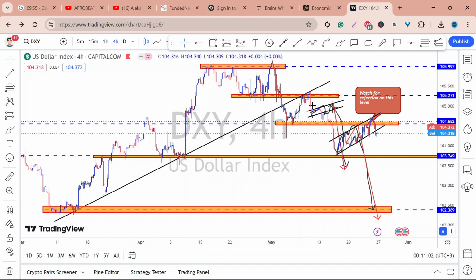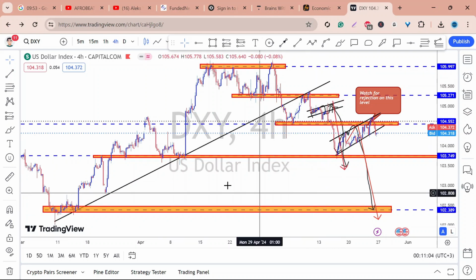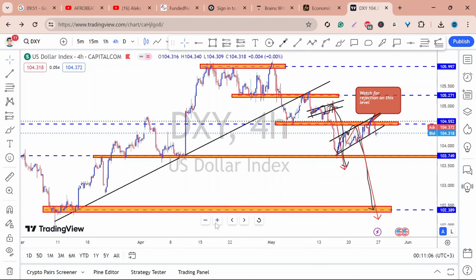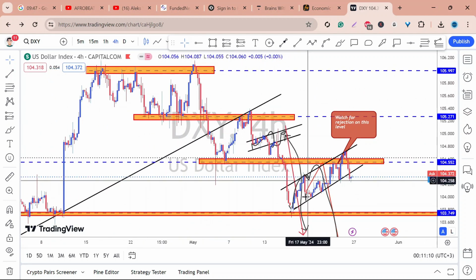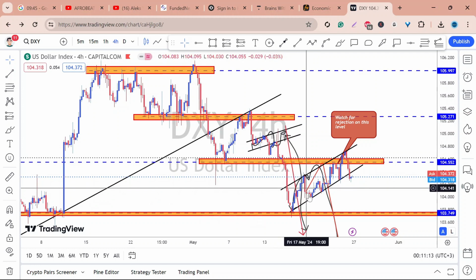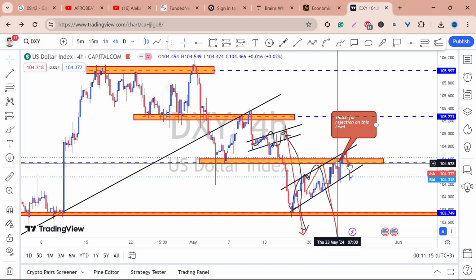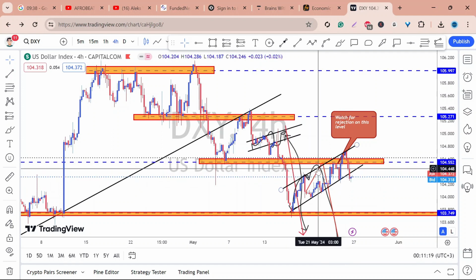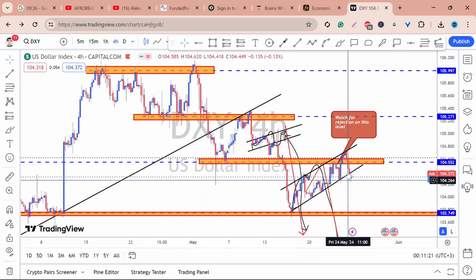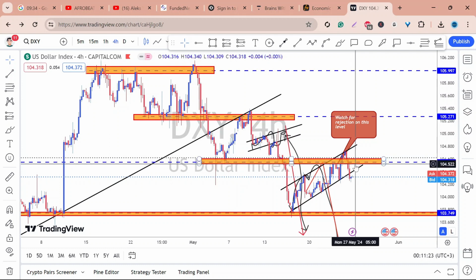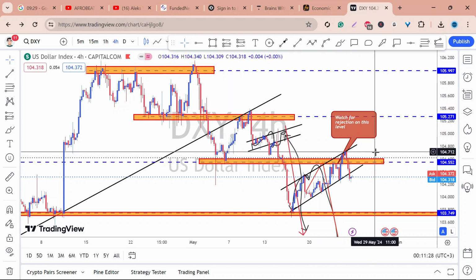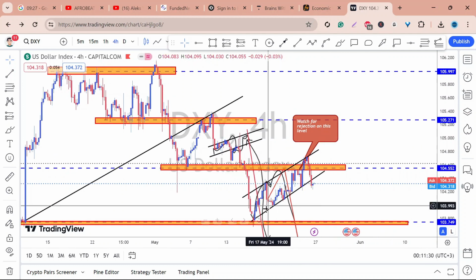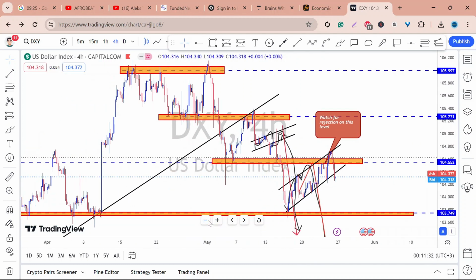So looking at the dollar index, we still have the bearish structure intact, because last week we were looking for a pullback to this zone, which has now already happened. We were looking for the market even to push lower, but it didn't happen. But now we have a retest of the previous zone, where we expect that the market is still holding on to the bearish structure.